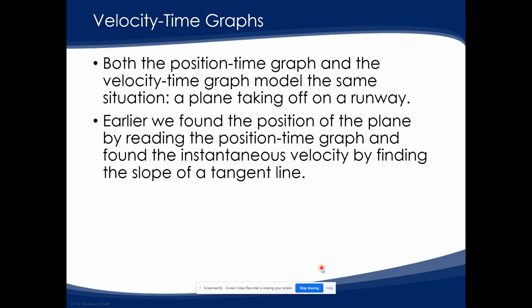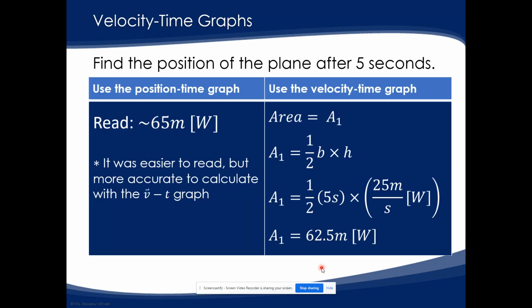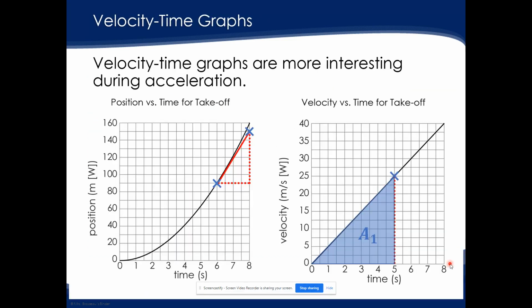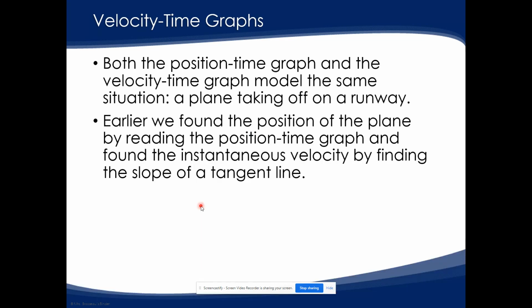This is pretty much what I just said, but you can feel free to pause it and write down anything you need. Okay, so we're going to find the position of the plane after 5 seconds. I'm going to go back to those graphs. After 5 seconds on our position-time graph, I can go up and it's like 64.5 meters west-ish. It's not quite halfway, but whatever. While that's pretty easy to read, it's not as accurate as we need.